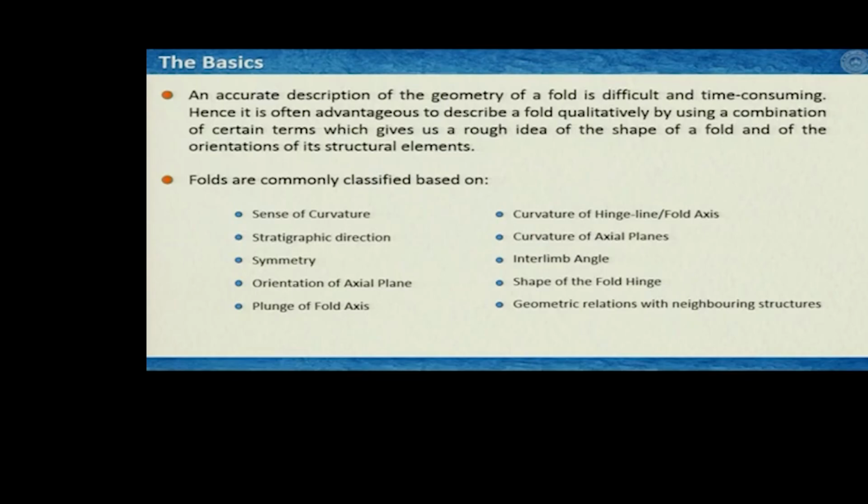The curvature of the hinge line and fold axis is also a major parameter, that is, whether the fold axis is straight or curved, and we will see how we classify folds based on that. Then the curvature of the axial plane as well. A plane is not necessarily a straight plane, it can be curved, and we will classify folded structures based on that as well. The interlimb angles can be wider or shorter, so we will also check that in classifying the folds. Then the shape of the fold hinge is also an important parameter, and finally we will classify the folds based on how they are related with the neighboring structures.